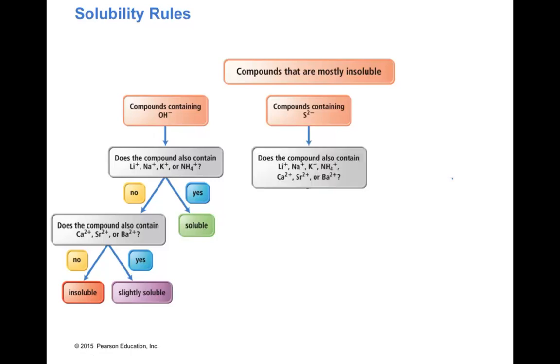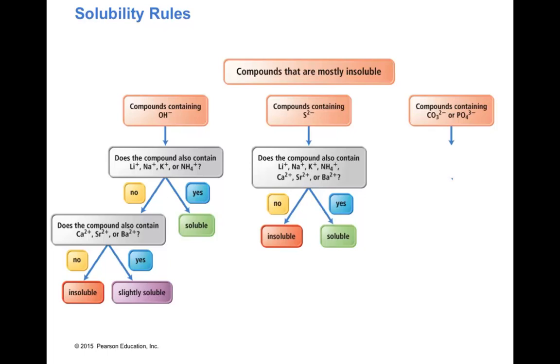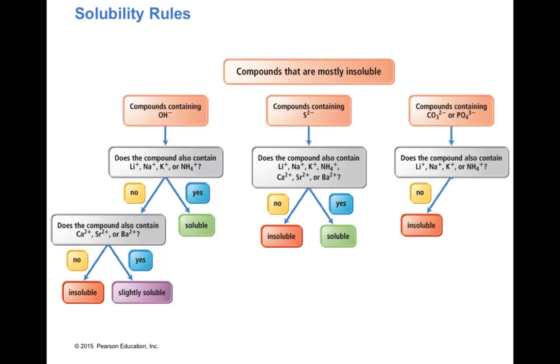Compounds that contain S minus 2 anions, the same thing here. If they contain any of these cations, as we saw before, the compound will be insoluble. If not, they will be insoluble. With lithium, sodium, potassium, ammonium, any compound with those cations will be soluble. And for compounds with carbonate and phosphate, the same rule as the first one we saw: if they don't have any of these cations, they will be insoluble. If they have any of those cations, they will be soluble.